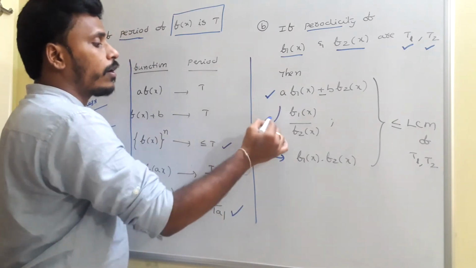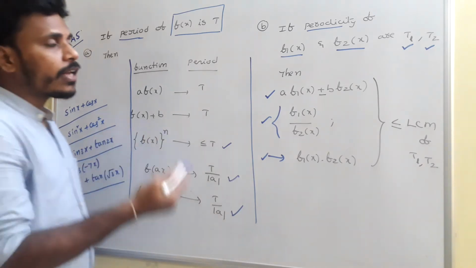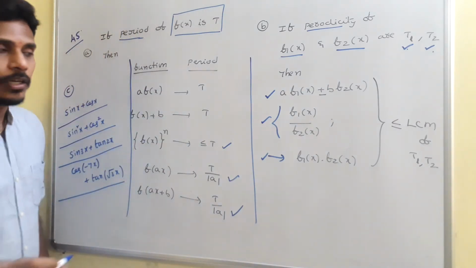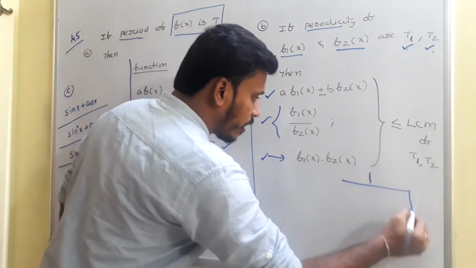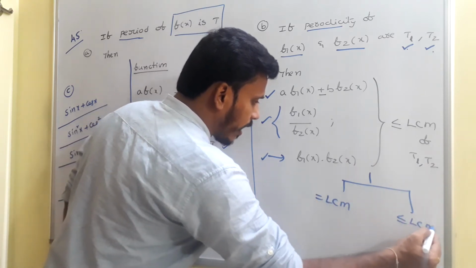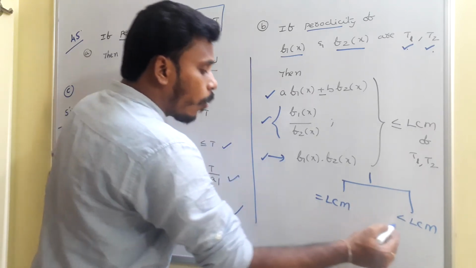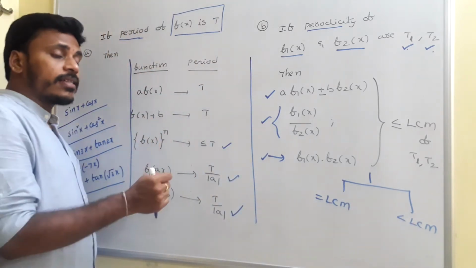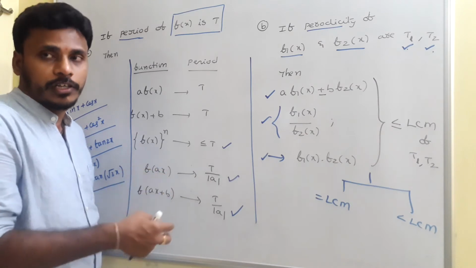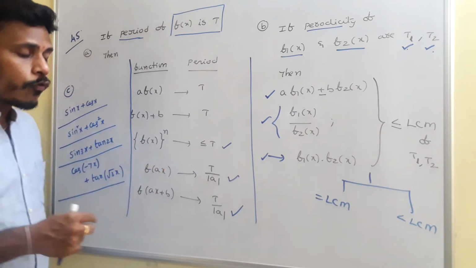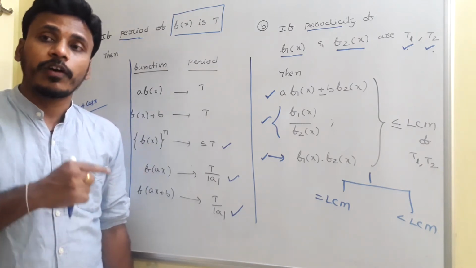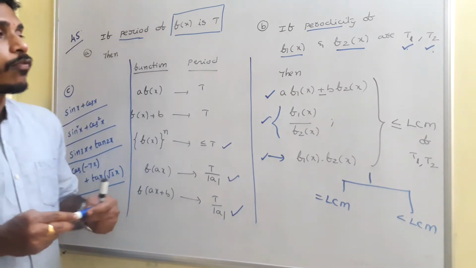For all these types, okay, the periodicity is less than or equal to the LCM of these fundamental periods T1 and T2. See, in some cases directly the period is equal to the LCM of T1 and T2, and in some cases it is less than the LCM. So whenever the periodicity is less than the LCM and whenever the period is equal to the LCM, we need to check according to the function. Okay. So if we have a function, to find the periodicity, you need to go through the options. The periodicity of the function for sure is less than or equal to the LCM of these fundamental periods T1 and T2.